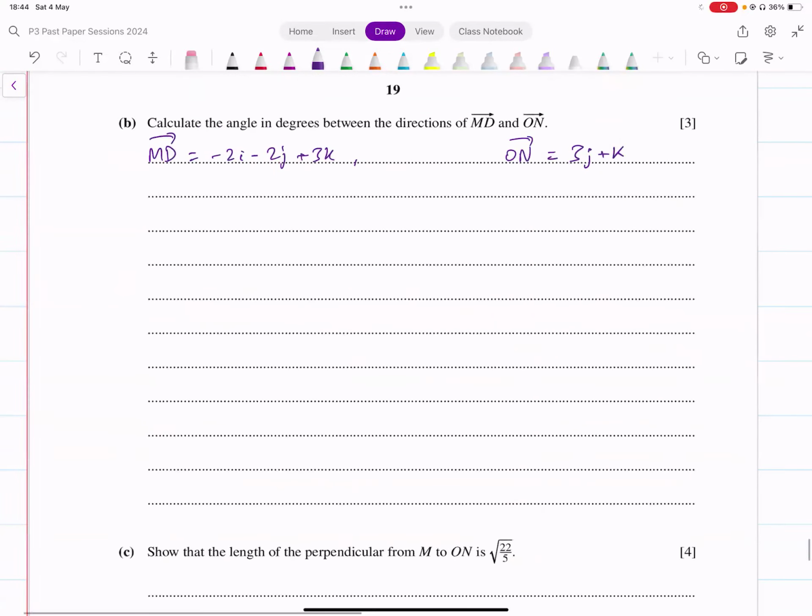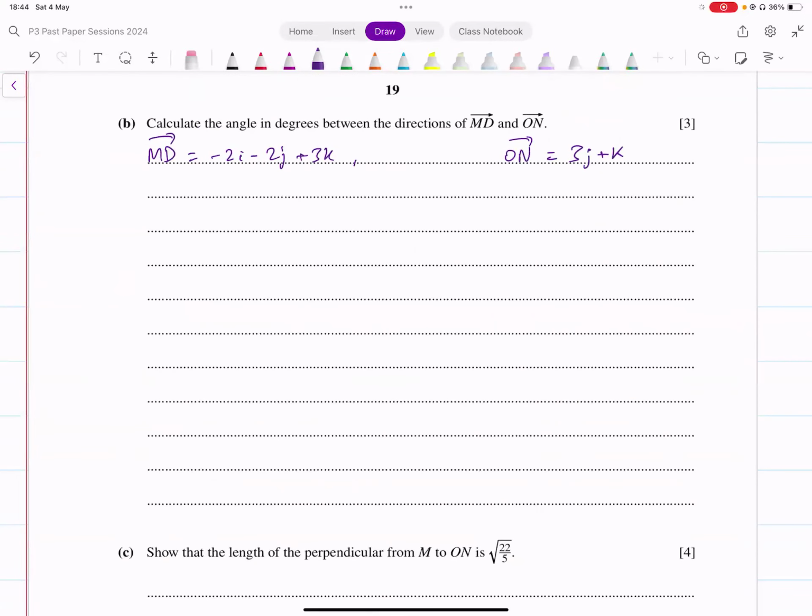Okay, we need to find the angle in degrees between these 2 directions. Just apply the angle formula. What's the angle formula? Cos theta equals A dot B divided by modulus of A into modulus of B. Just apply that formula. The angle here is cos theta equal to, in fact, you can just find those 2 things that we need here first. Dot product. What's the dot product? Let's find that dot product first.